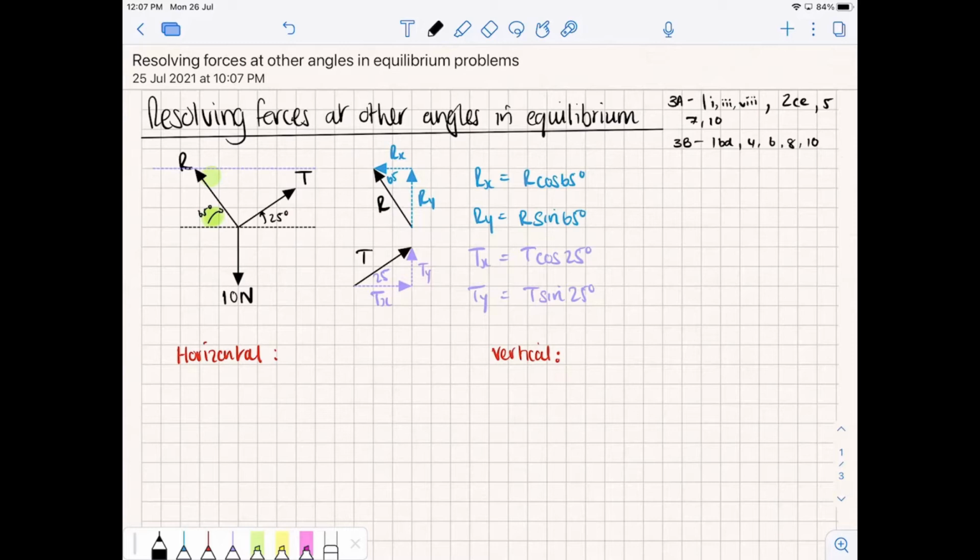Zara, what can you tell me about the two horizontal components, Rx and Tx? What can you tell me about those two components? I want you to think about the direction that they're acting in and the fact that we have this thing in equilibrium. They add up to 0. They add up to 0, okay? And if they add up to 0, that must mean that they're actually equal to each other, all right?